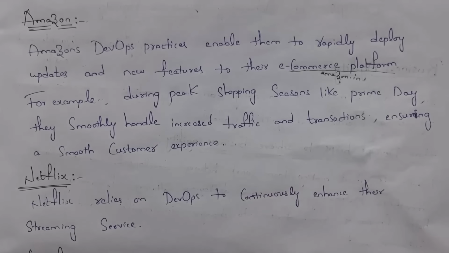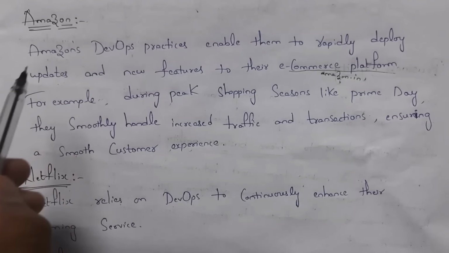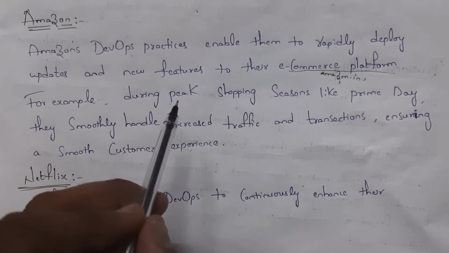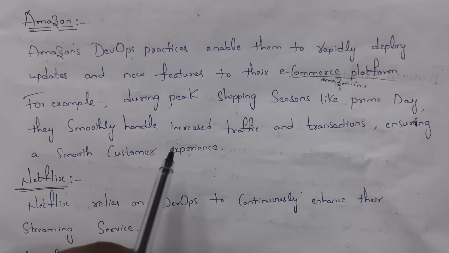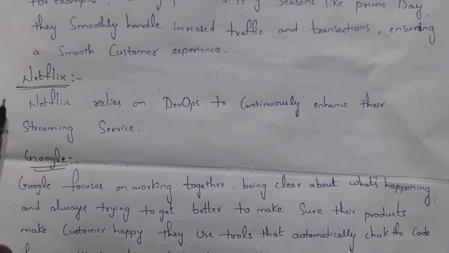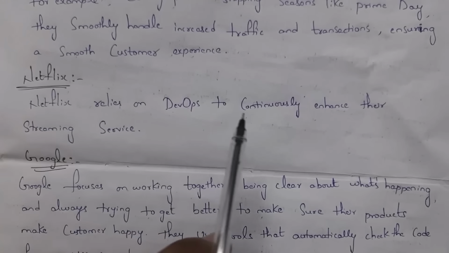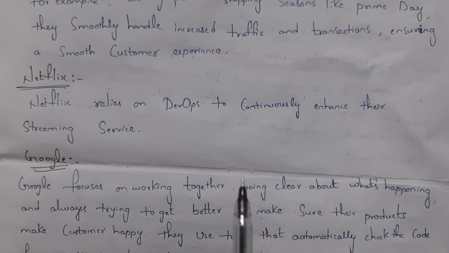For example, Amazon.in. So by using DevOps, new updates and features are automatically placed in Amazon.in. Guys, for example, in festival seasons, millions of people will do shopping in Amazon. So by using various kinds of DevOps tools, they will smoothly handle increased traffic and also transactions. Next company is Netflix. Netflix also depends on DevOps to continuously enhance their streaming services, like they will launch movies, web series, and so on, and this is done by using DevOps.